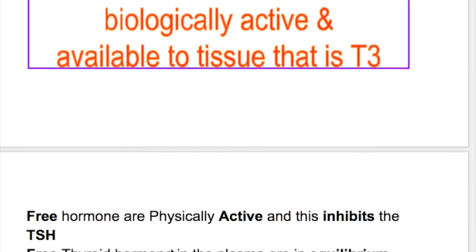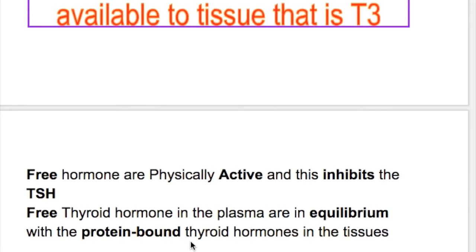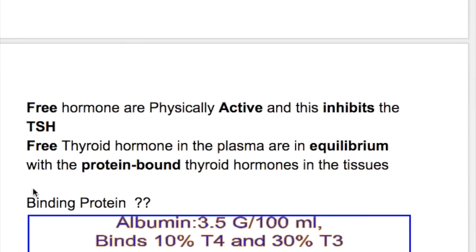Free hormone is physiologically active, and this inhibits the TSH. Free thyroid hormone in the plasma is in equilibrium with protein-bound thyroid hormone in the tissue. So what are the proteins to which thyroid hormone binds? The three proteins to which thyroid hormone binds are albumin, prealbumin, and globulin.